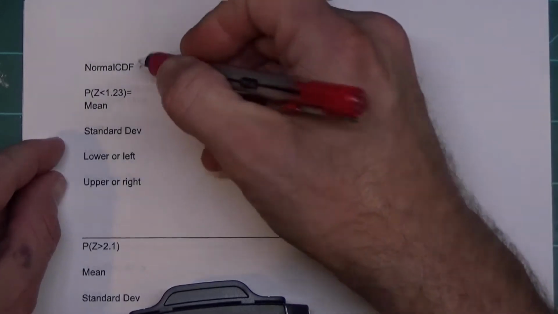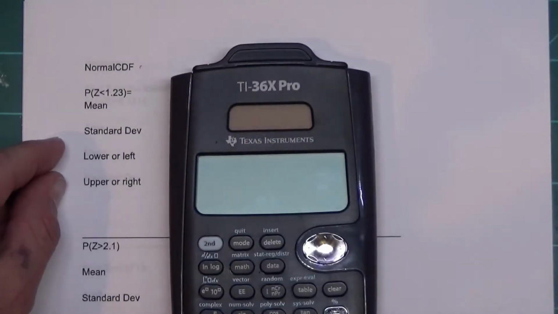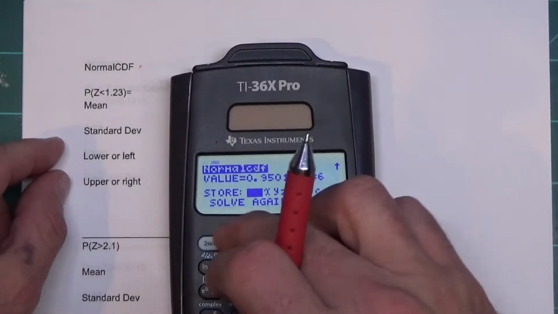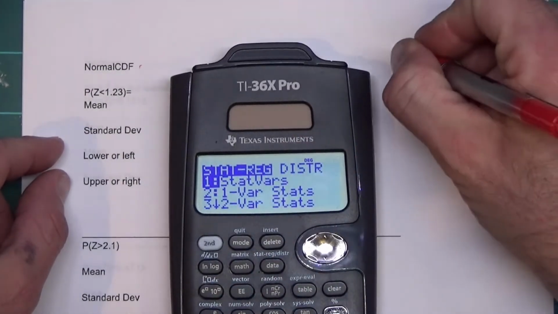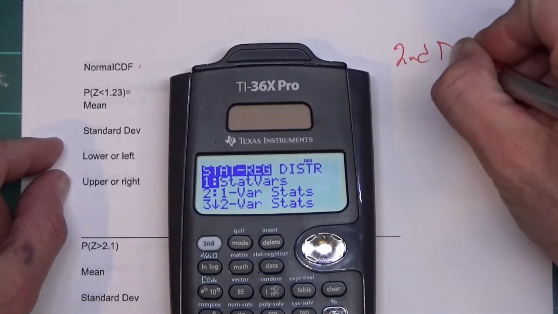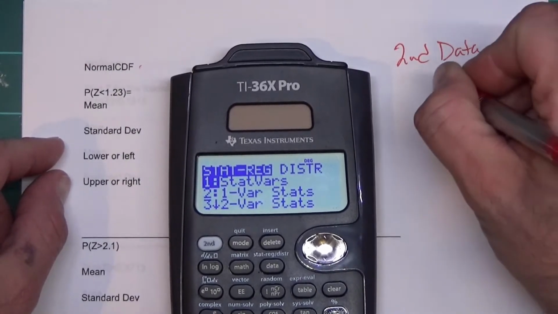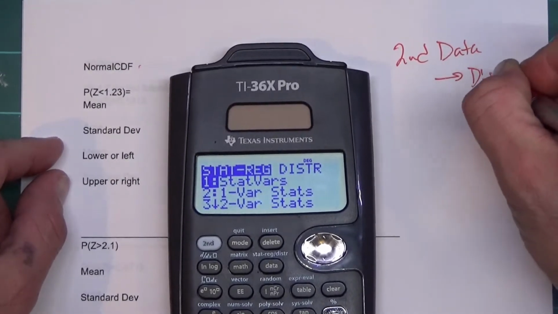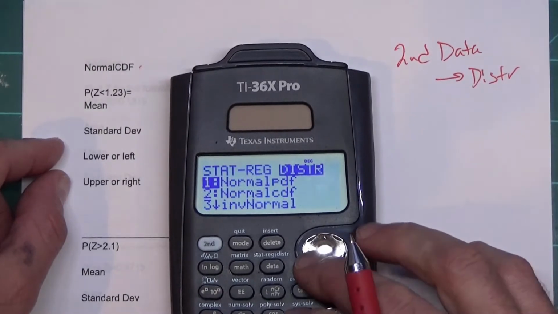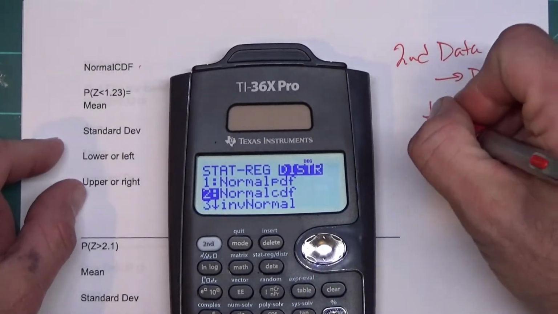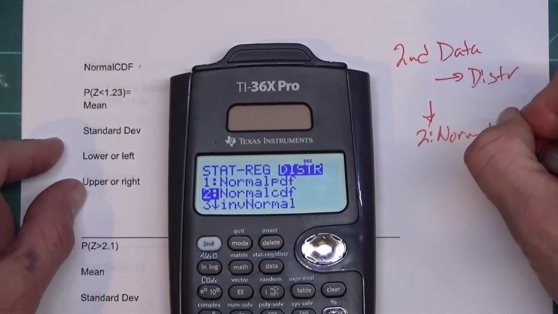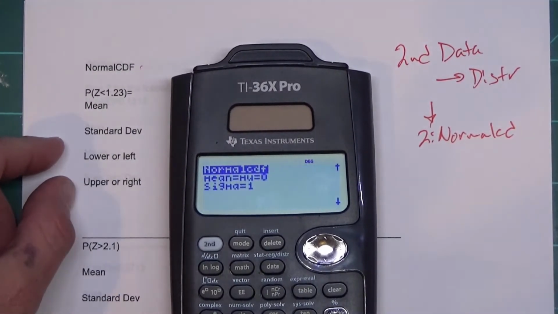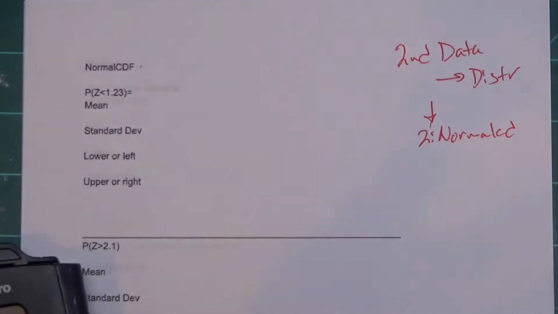Okay? Now, normal CDF on the TI-36 calculator can be found by hitting second data. You can hit the arrow over to the right to DISTR, for distribution, and you'll see it. It's the second one down. And when you press enter on it, you're asked for the mean and standard deviation.